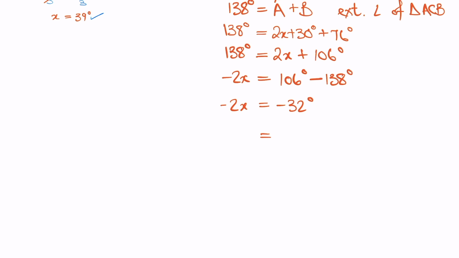Dividing both sides by negative 2, of course, because I want to get rid of that negative 2. I find that x is equal to negative 32 divided by negative 2 gives us a positive 16. So x is equal to positive 16 degrees.